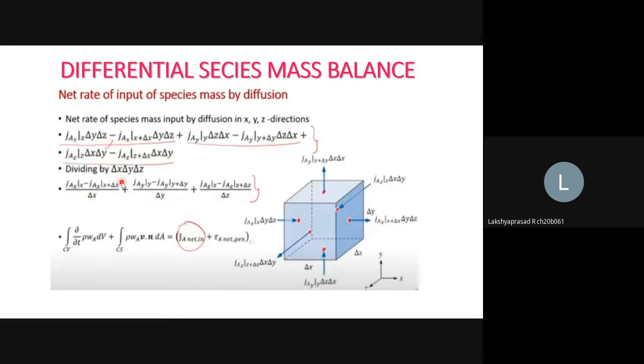Therefore we get what is shown over here, and then obviously we will apply the limit as delta x, delta y, delta z tends to 0. This is something which we already know. And then we'll get a negative sign because of Jx at x minus Jx at x plus delta x. I hope you understand that also. Okay, moving on.